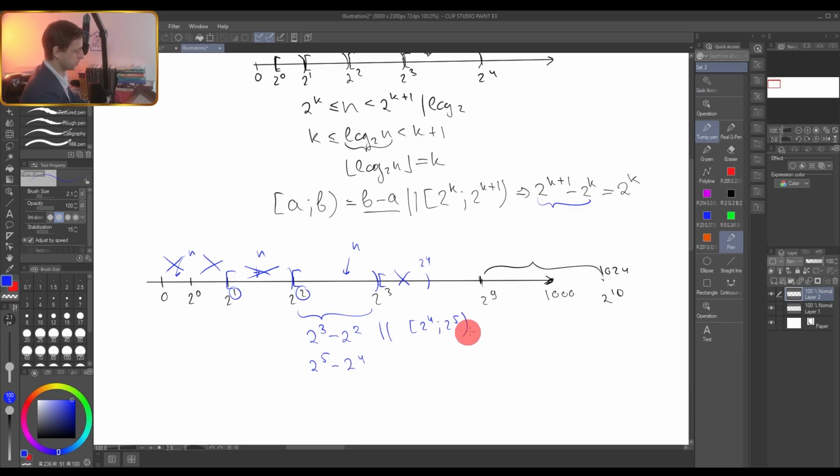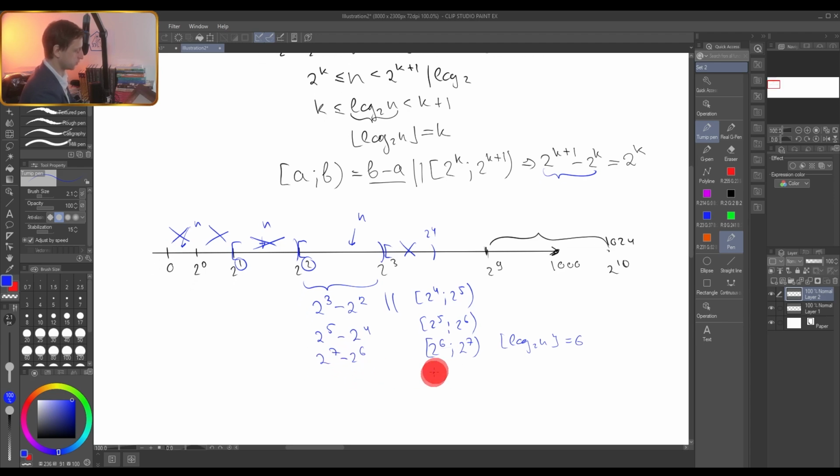The next interval from 2 to the power of 5 to 2 to the power of 6 doesn't work for us. The next interval from 2 to the power of 6 to 2 to the power of 7 works for us. For any n from this interval, we have that the floor of log 2 n simply equals 6. And here it was 5, so it works. So how many integers n do we have here? 2 to the power of 7 minus 2 to the power of 6.